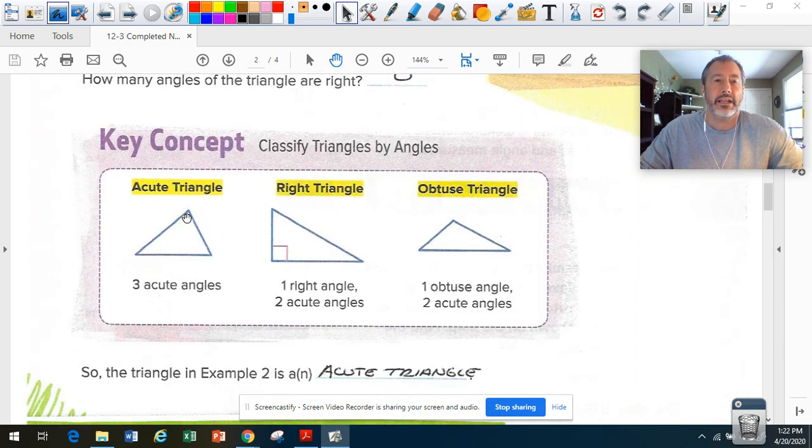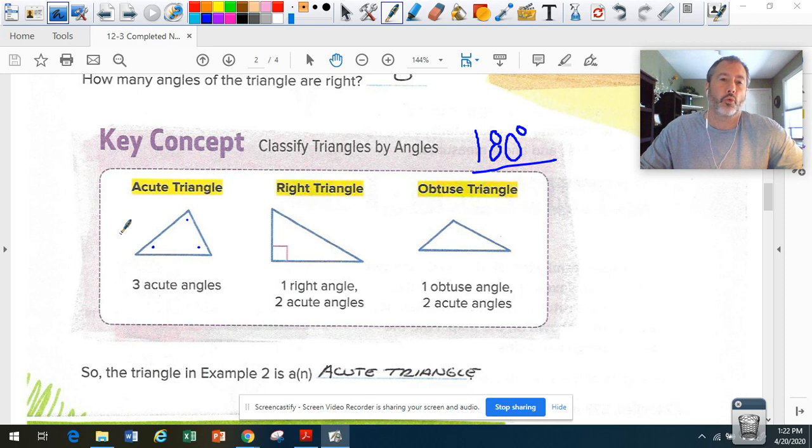Well, we have three basic classifications. We have our acute triangle, which means three angles are acute. Now, I want to remind you of one thing. The three angles in a triangle must add up to be 180 degrees. So this is an acute triangle, which means every one of these angles is less than 90 degrees. But if we were to add up all of these measurements of these angles, we ought to get 180 degrees right here.